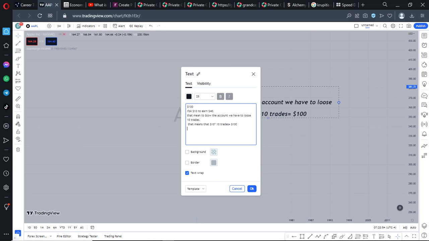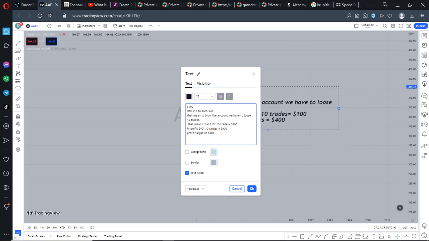All right. So in profit, we target $40, right? So we have $40 times 10 trades, which is equal to $400. So that means we have a profit target of $400.